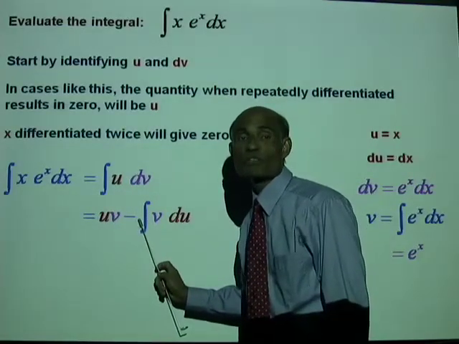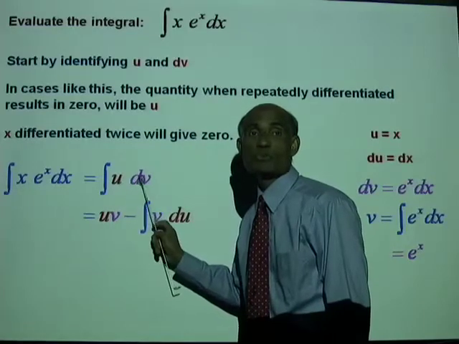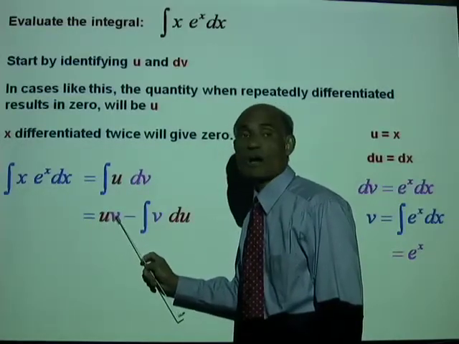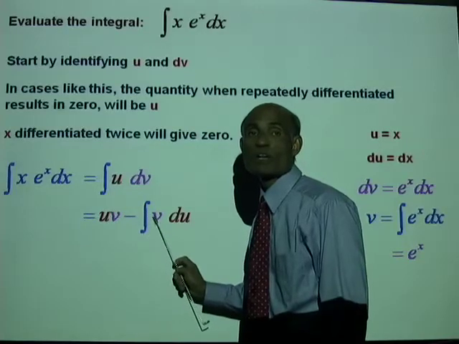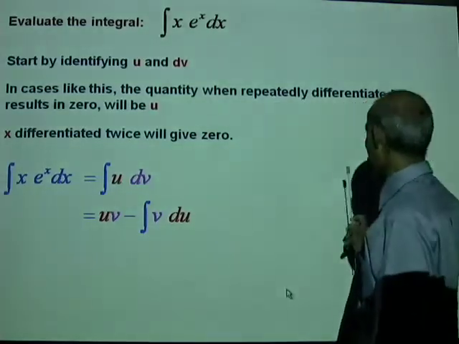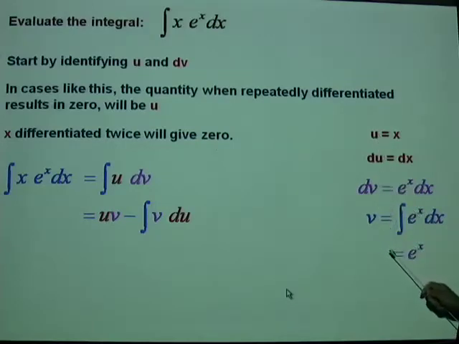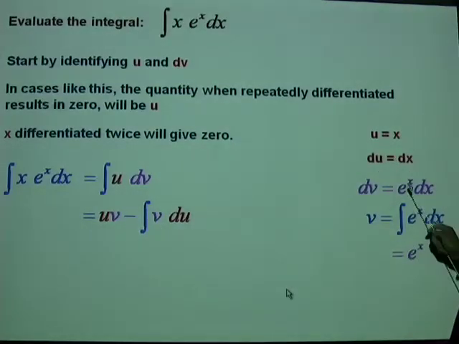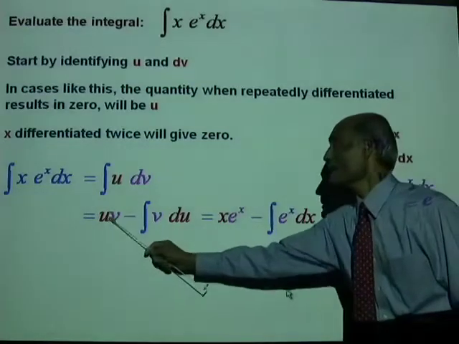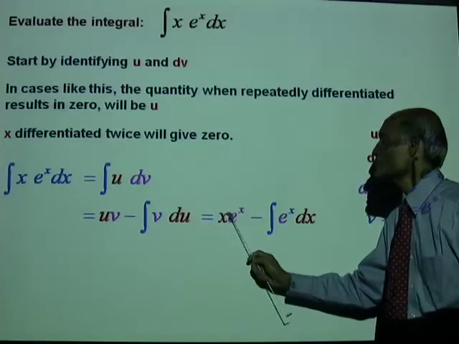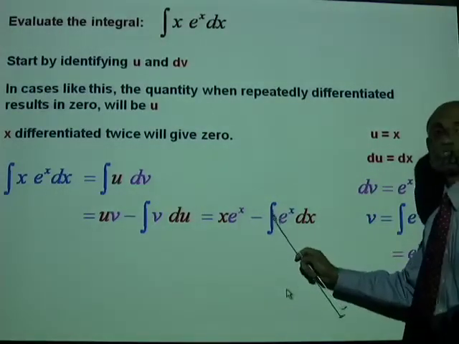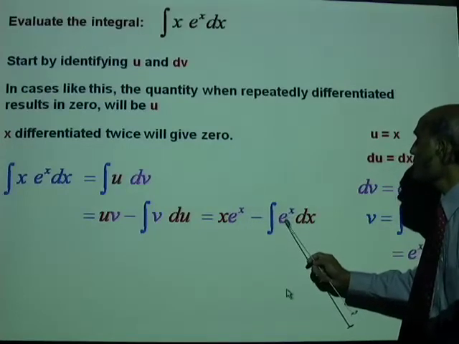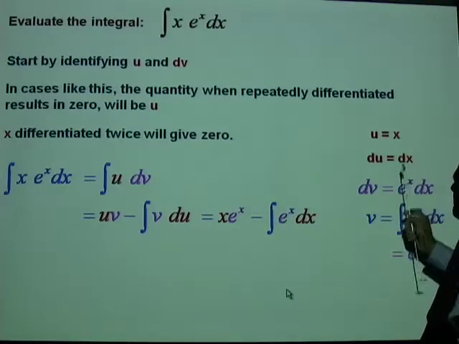This is the formula that you need to remember. Integral u dv is u times v minus integral v du. Alright, so u times v, so that will be x times e to the power of x minus integral v du. V is e to the power of x, du is dx, so that will be x e to the power of x, u times v minus integral v du. That's our v, this is our du.